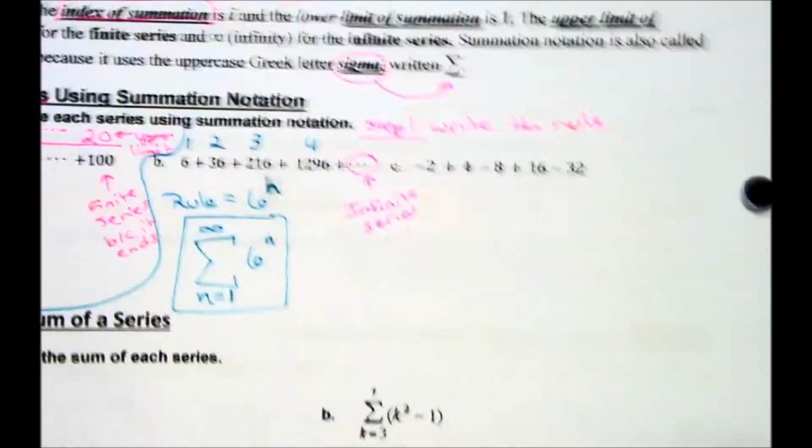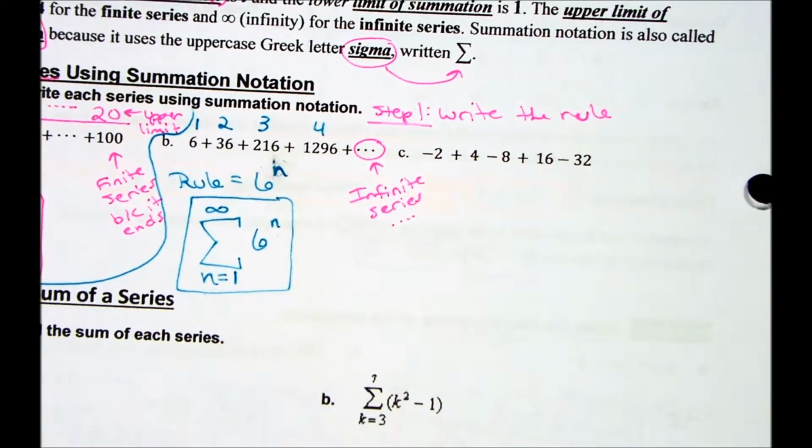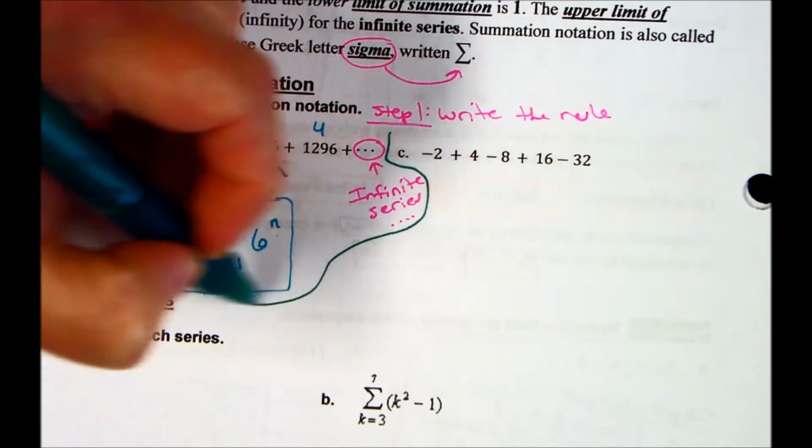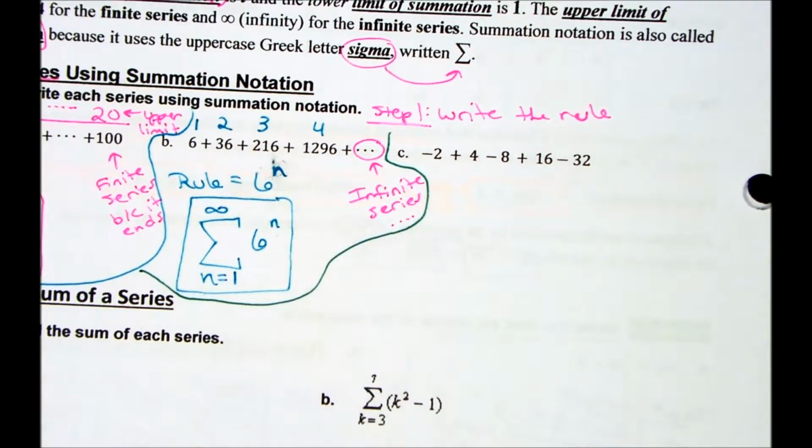All right, the C problem has a little bit of a twist in it. It has alternating signs from negative to positive. So that indicates that we're going to have to be taking a negative number to a power.